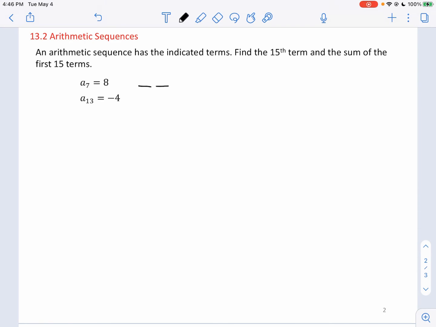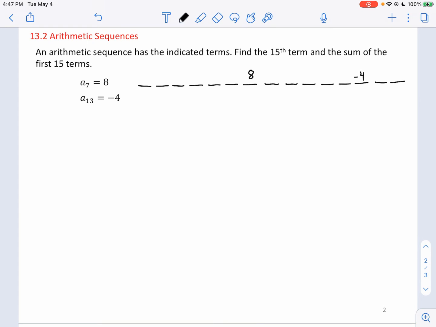Here's the first term, second, third, fourth, fifth, sixth, seventh, and that's going to be an 8. Ninth, 10th, oops, I counted that wrong. This is the 8th term right there. So this is the 9th term. 10, 11, 12, 13, 14, and 15. And the 13th term, which is right here, was negative 4.